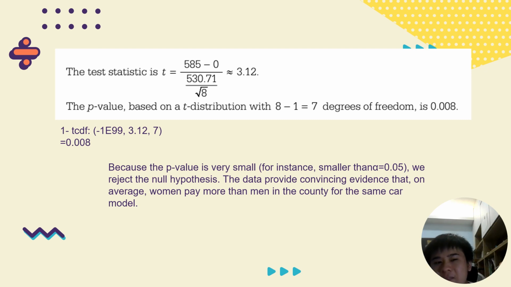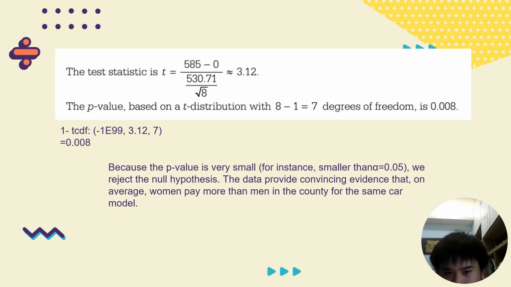Now, for the p-value. How do you find the p-value when you're given a t-value? Instead of using normal CDF, which is for z-scores, you use tcdf. So, go to tcdf and plug in the values. Lower bound will be negative 1 times 10 to the power of 99. Your upper bound will be 3.12, that's your t-score. And your degrees of freedom, 8 minus 1, based on the question, which is 7. You plug all those values in with 1 minus tcdf, and you get a value of 0.008.